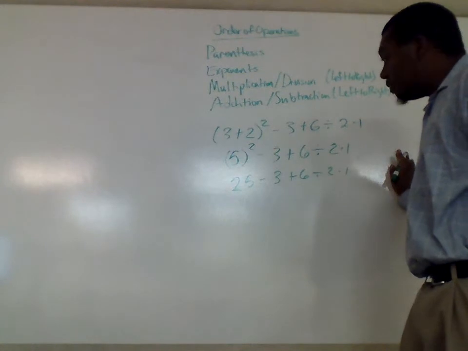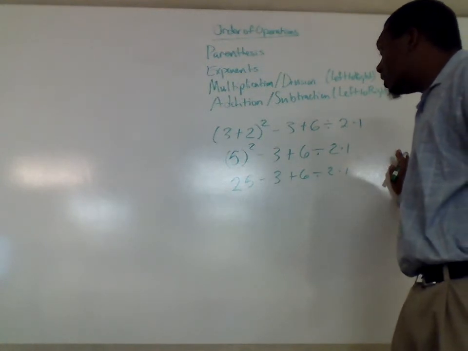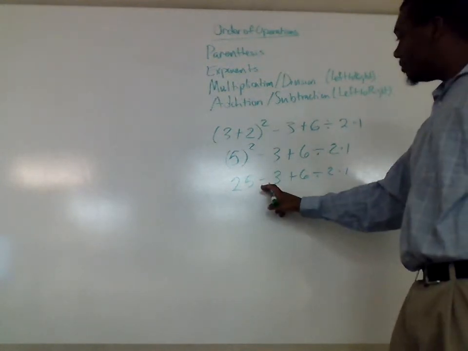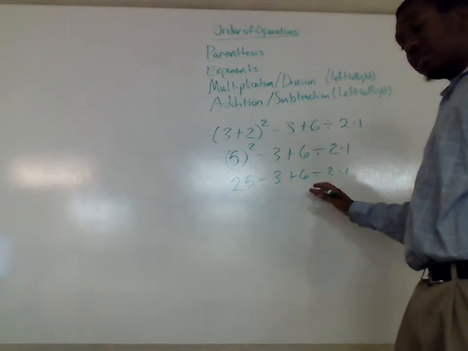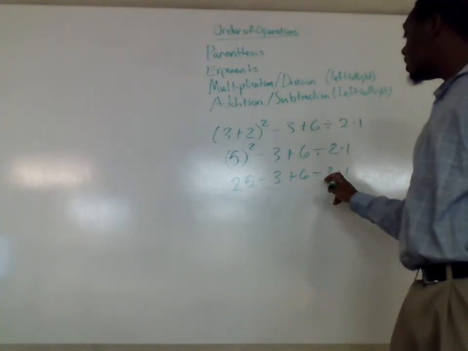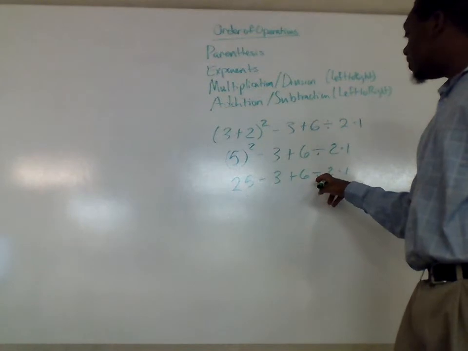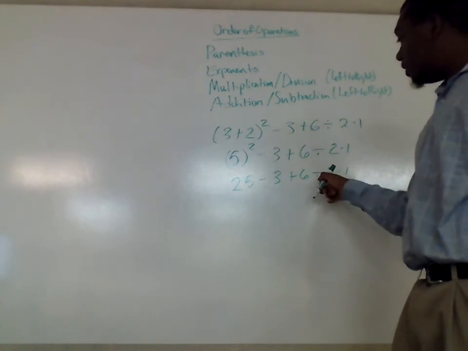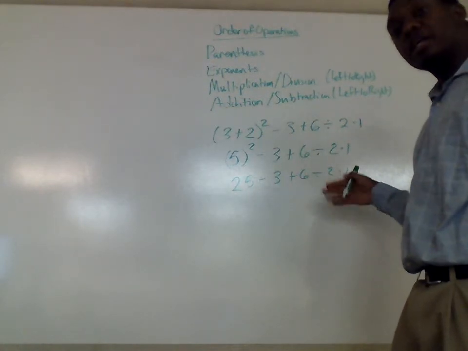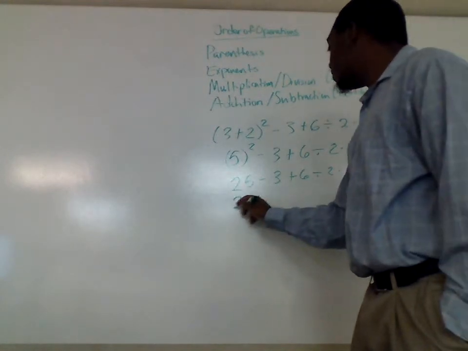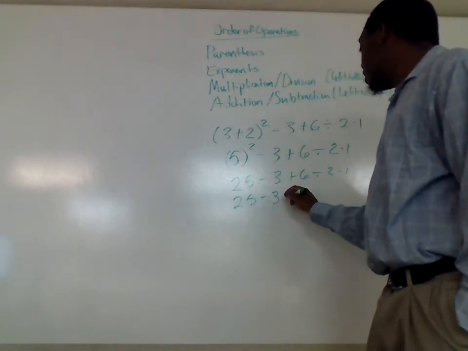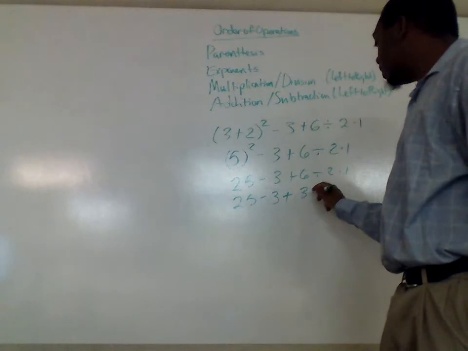All right. Well, my next operation is subtraction. No, it's multiplication or division, whichever comes first. So in this instance, I have multiplication and I have division. What do I want to do first? I want to do the division because we're looking at it from left to right, because that's how we read. So we have 25 minus 3 plus 6 divided by 2 gives me 3 times 1.